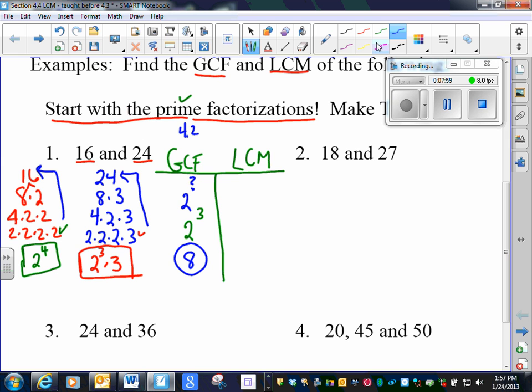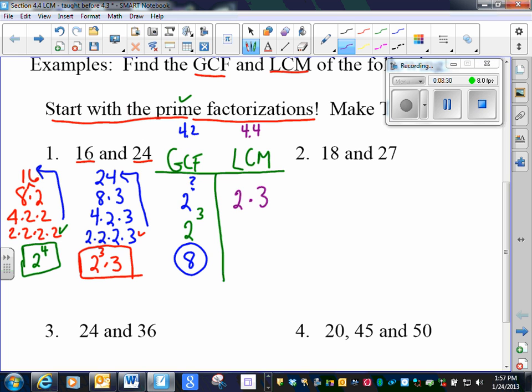All right, let's move on to the LCM. The LCM is different. This is what's in 4.4. For the LCM, you go back to the prime factorizations. And now, instead of having to have them in common, you write down every single base you see. I see a 2. I see a 2 over here. I'm not going to write it down again. I'm only writing it down once. And then I also see a 3.